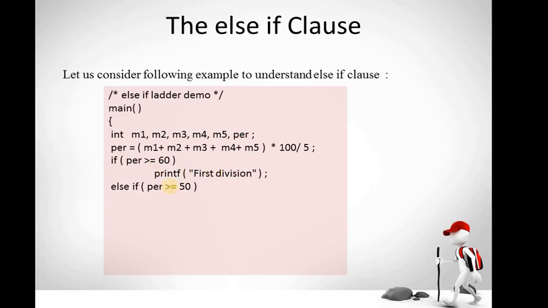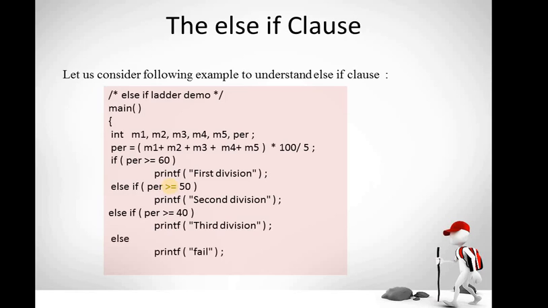Now in the else statement we again included an if statement. The percentage of this particular student is not greater than 60. Now let's check if the percentage of this student is greater than 50, then print second division. Else, that means this condition is also false, so we again go to the else statement. Inside this else there is another if statement. So the student has not acquired greater than 60 or greater than 50. Now let's check for greater than 40. If the condition is true, then third division. After that else, printf fail.